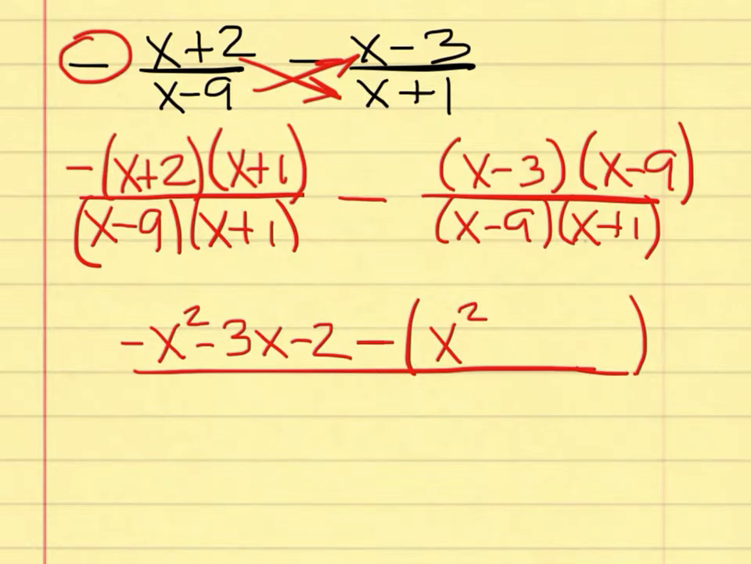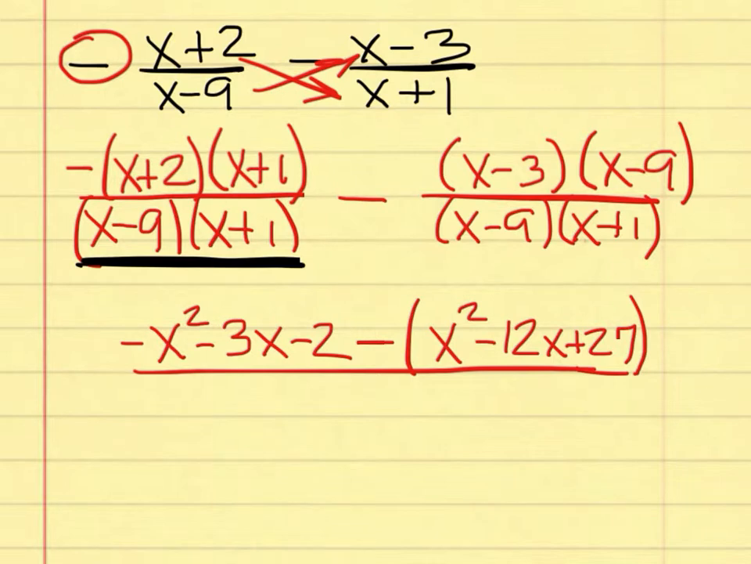What would I have, Storms? X squared minus 12x plus 27. That's right, x squared minus 12x plus 27 when you multiply those two quantities together. Now on the bottom, I have to multiply these two together to get my denominator. What would I have when I do that, Holiday? X squared minus 8x minus 9. That's right, x squared minus 8x minus 9.